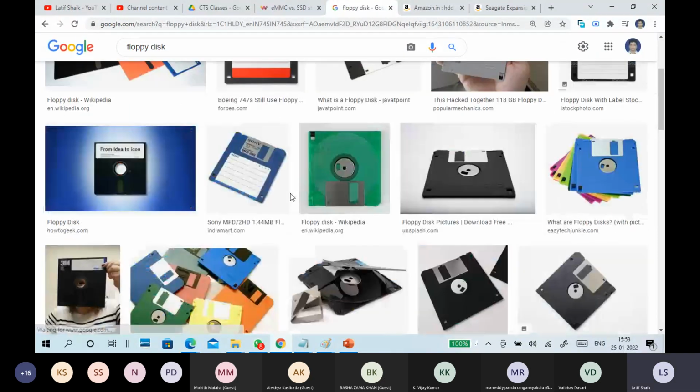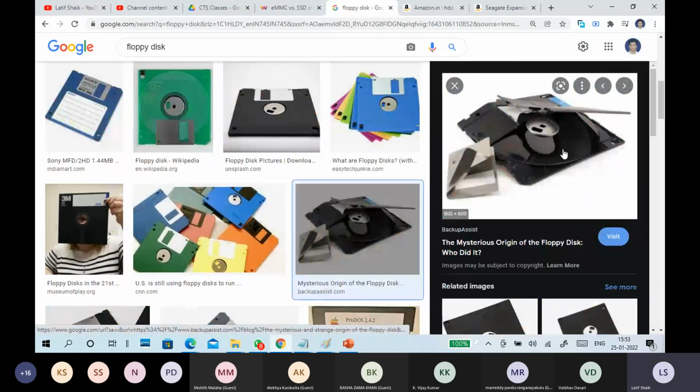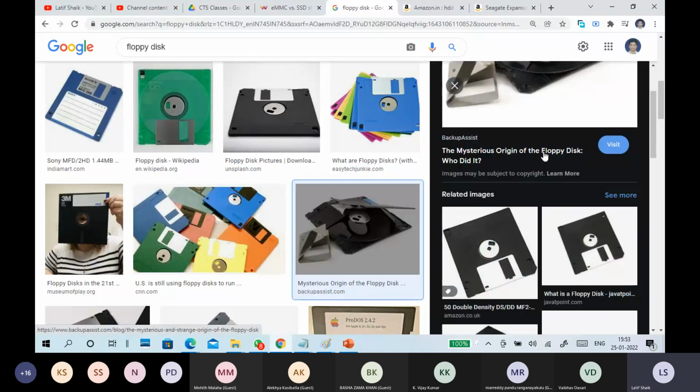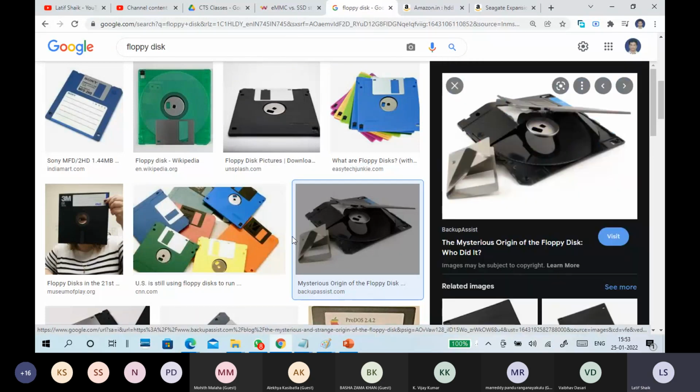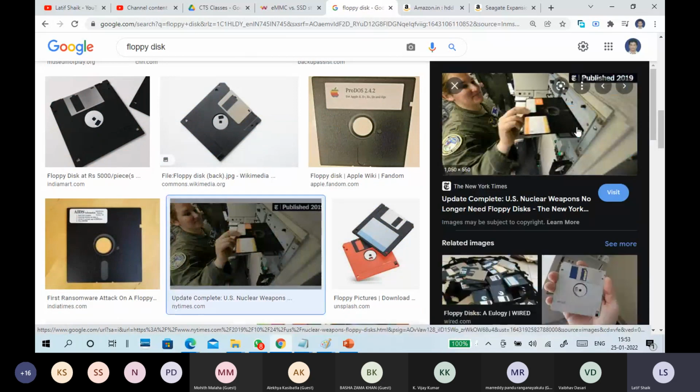So internally it looks like this. It is 15 rupees. Usually the cost is around 15 rupees only. It is a very small magnetic disk, and it is movable. You can insert the floppy disk into the drive like this, copy the data, and move it to any place.